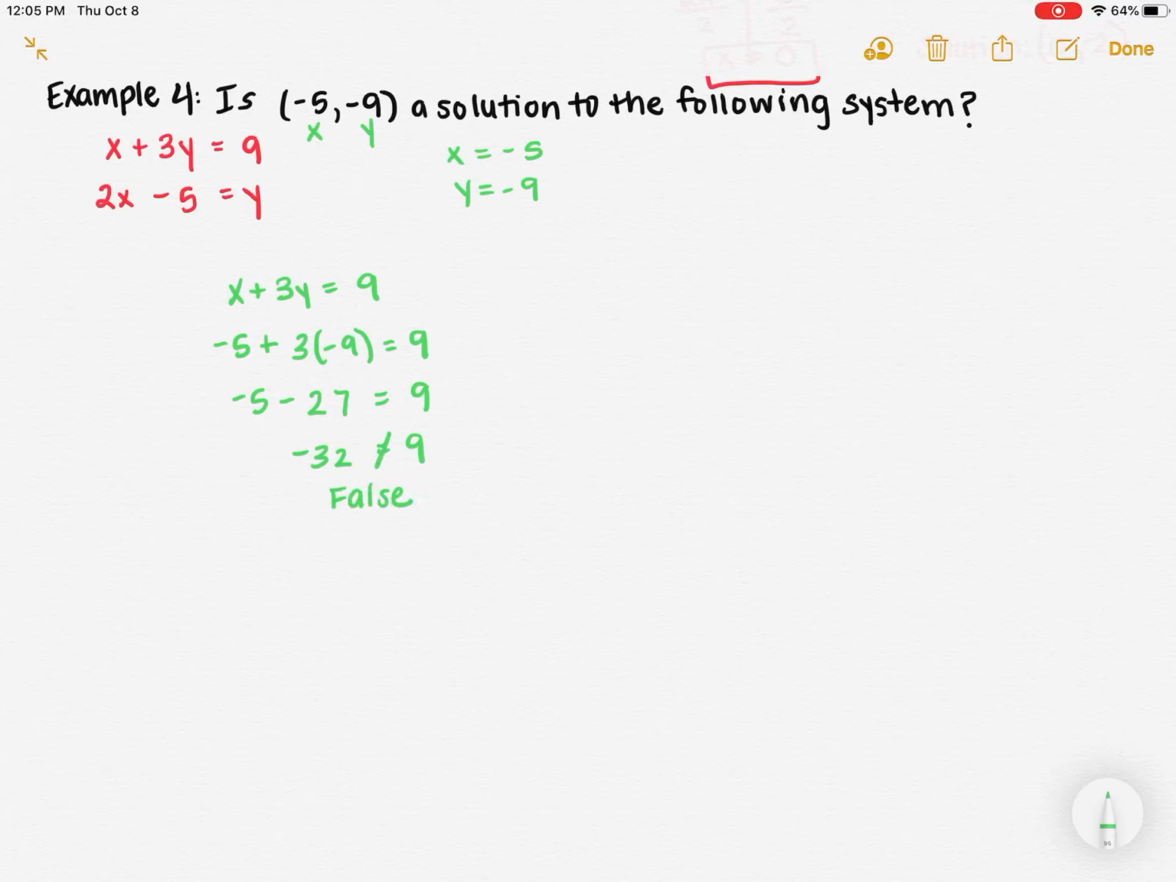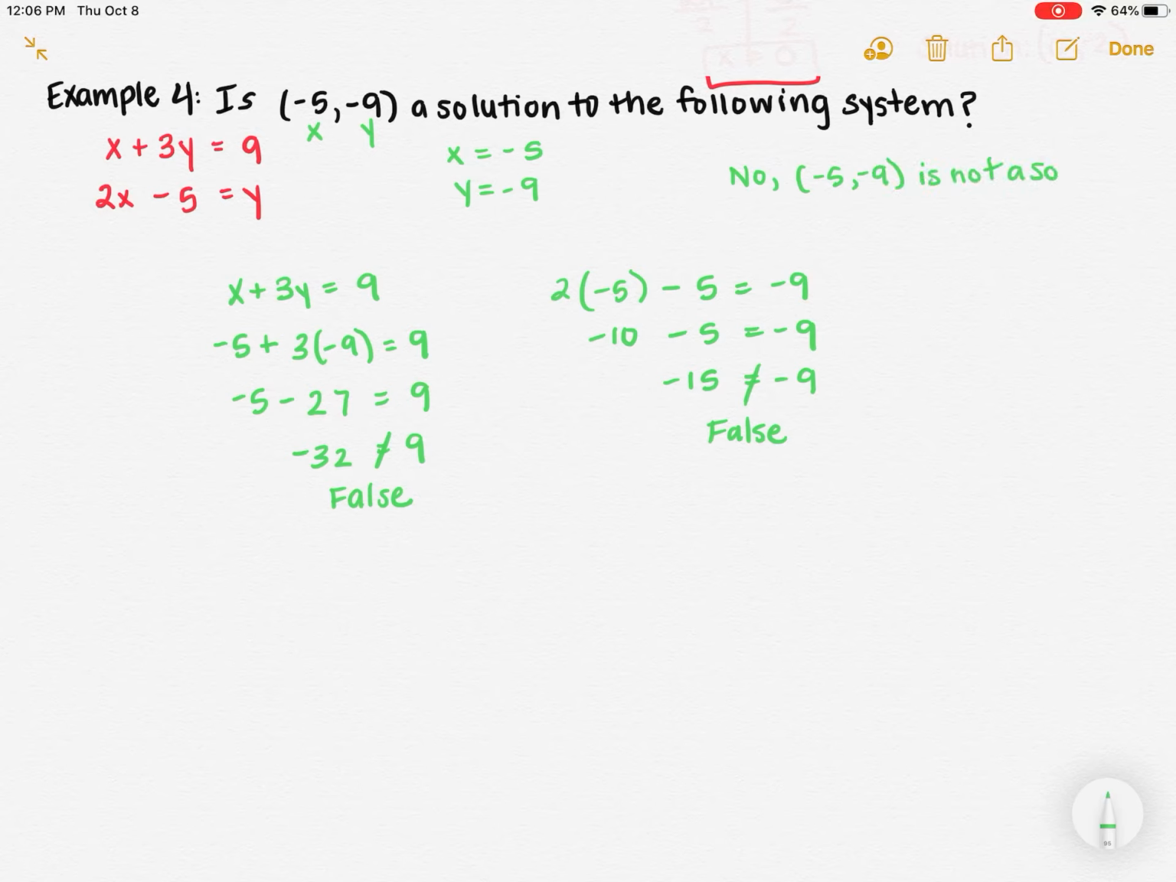And then we can check also for the other equation. We can substitute in 2 times -5 minus 5 equals -9, since -9 is what we're substituting in for y. I just do the steps on my left side and see if it gives me -9. 2 times -5 gives me -10 minus 5. -10 minus 5 gives me -15, which again is false. So since we got two false statements when we plugged in our possible solution, the answer is no. -5, -9 is not a solution.